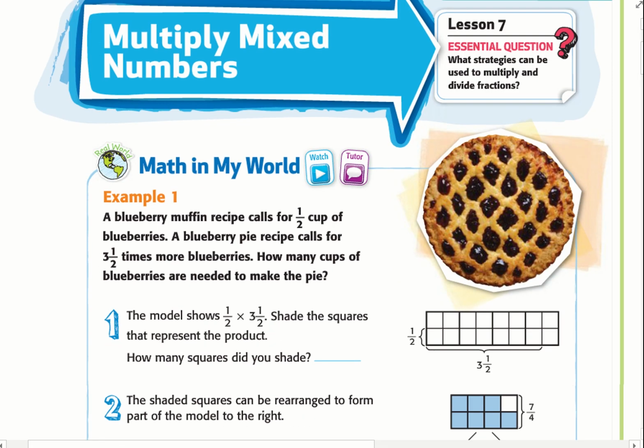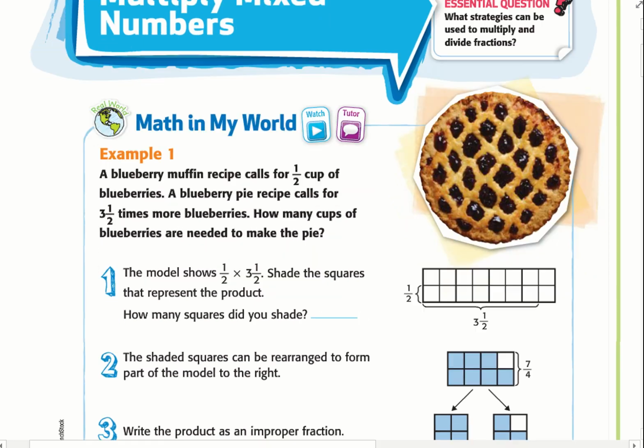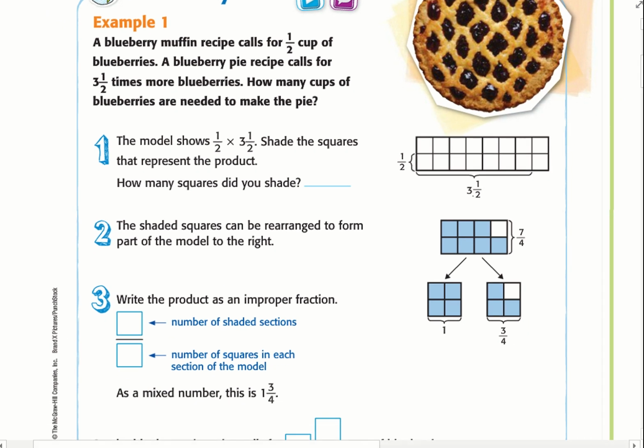So this is a blueberry muffin recipe, it calls for 1/2 a cup of blueberries. Oh, we're multiplying mixed numbers, by the way. A blueberry pie recipe calls for 3.5 times more blueberries. How many cups of blueberries are needed to make the pie? So you look at the model. So we have 3.5 times 1/2.